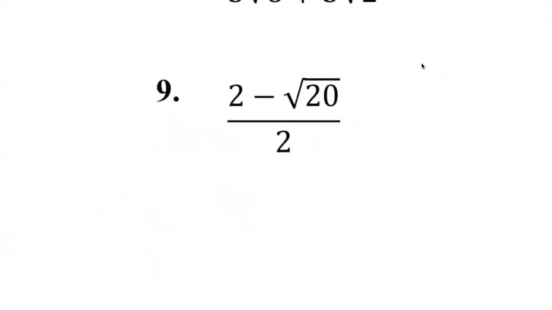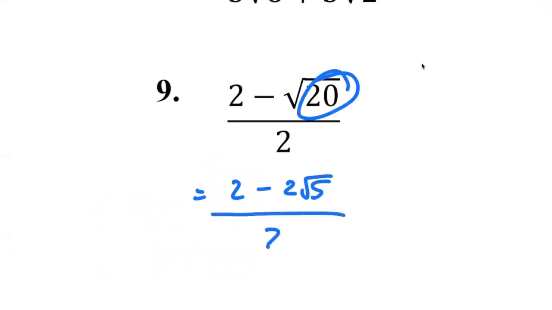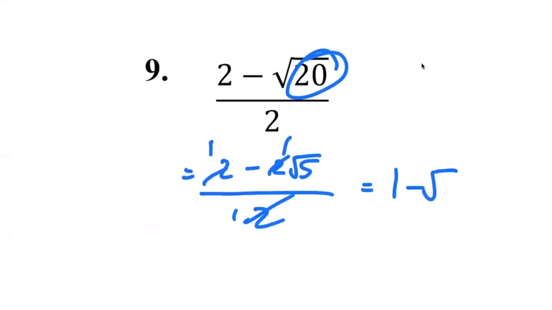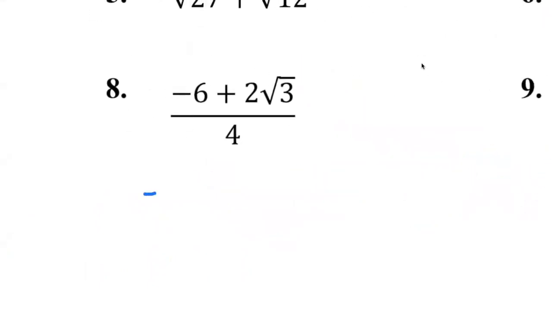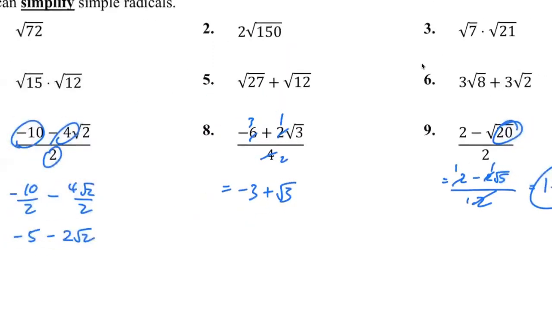For number 9, what you've got to do is make sure that you simplify this square root of 20. 20 is 5 times 4, right? So 2 root 5. Okay, so again, you would simplify all these numbers. So you've got 1 minus root 5 as your final simplified form. Now, sometimes it may not be completely reduced, so you just find the best number to reduce. In this case, it's going to be 2. So minus 3 plus root 3. Okay, and that would be it. Cool.